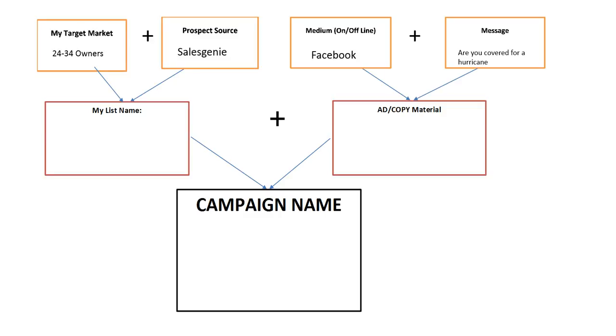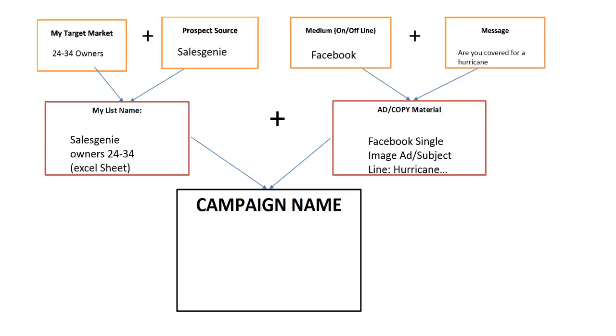All right, so let's go through it real quick. 24 to 34-year-old owners, Sales Genie. All right, so what's my list name? Sales Genie owners, 24 to 34. And how do I have that all set up? An Excel sheet. And it doesn't have to be, I'm just in this case. All right, and then we got Facebook, and are you covered for a hurricane? That's my medium, that's my message.